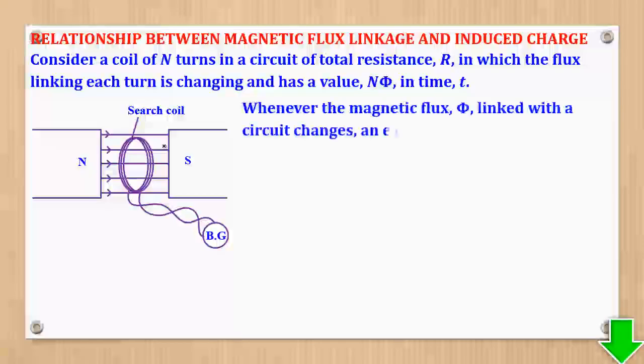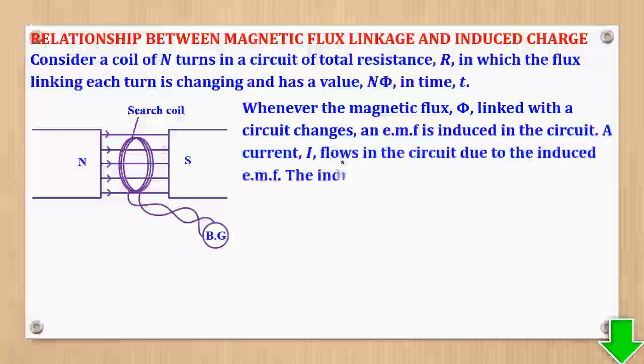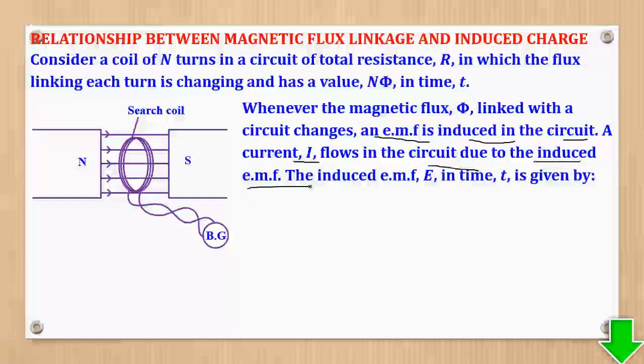So whenever the magnetic flux phi linked with the circuit changes, an EMF is induced in the circuit. I think we saw that already under the topic of magnetic flux and flux linkage. A current I flows in the circuit due to the induced EMF. The induced EMF E in time t will be given by E is equal to negative N d phi dt.